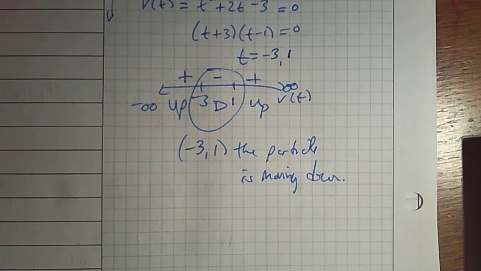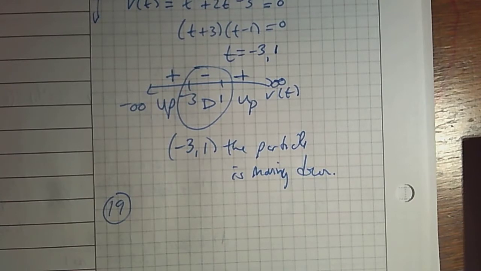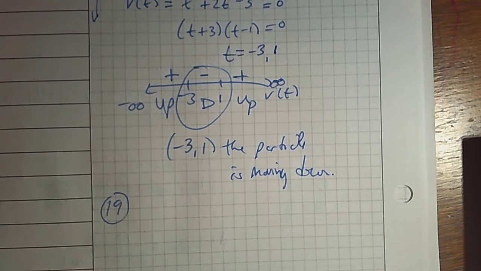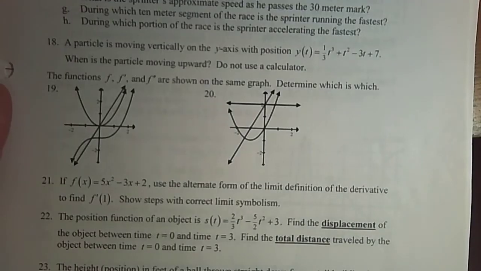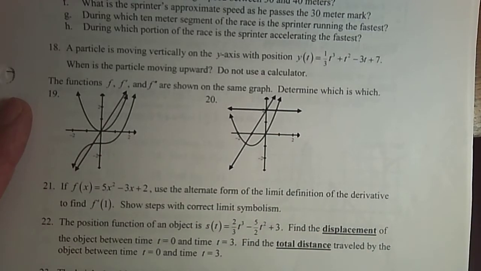I am back. All right, number 19. In number 19, it says you're given three graphs: one of the function, the derivative, and the second derivative. Determine which one is which. So these are polynomials to look at. So let's look at them together. And we're just going to sketch the answer in our notes, okay?